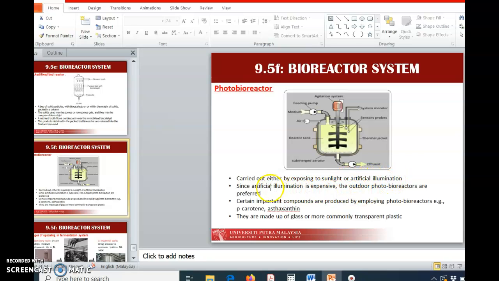But since artificial illumination is expensive, outdoor photobioreactors are preferred. Certain important compounds are produced by employing photobioreactors, for example carotene and similar compounds that can only be produced by algae. They are made of glass or, more commonly, transparent plastics.